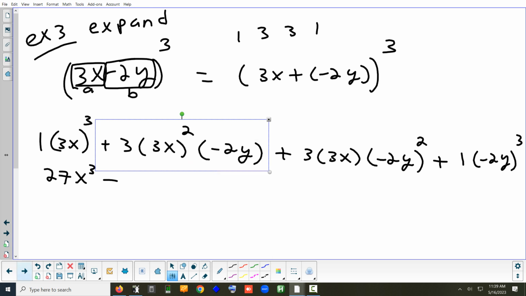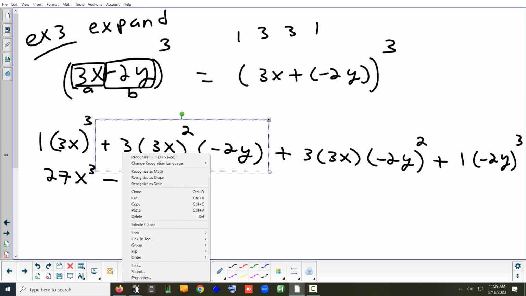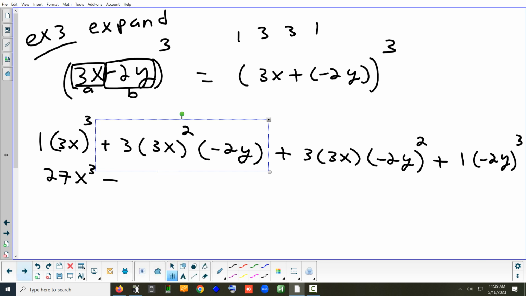Well, no, 9. 9 times 3 is 27, times negative 2 is negative 54. So negative 54 is your coefficient. And what about my x term? x squared. And my y term? y.